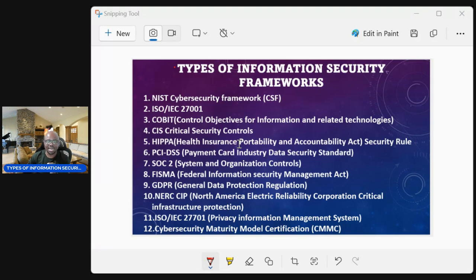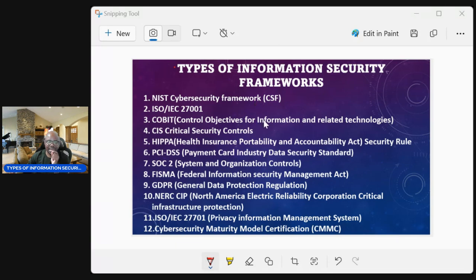And then number 10 on my list of information security frameworks is the NERC CIP, which stands for North American Electric Reliability Corporation Critical Infrastructure Protection. It was developed by NERC. The focus of NERC is to secure critical infrastructure, particularly in the energy sector, that is the electric grid. That is the focus of the NERC information security framework.